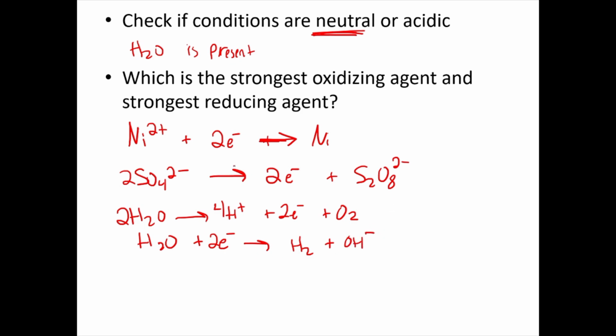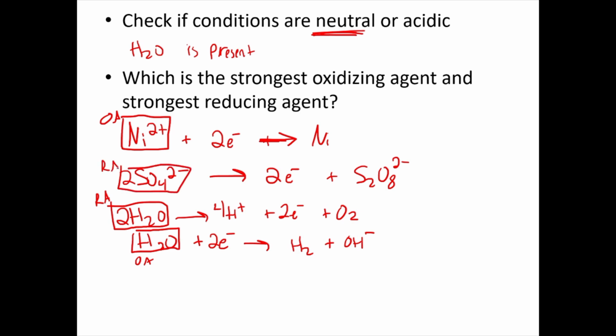Okay, so now we just decide which is the strongest oxidizing agent and the strongest reducing agent. Of our oxidizing agents, we have nickel 2+, and the other oxidizing agent we have is this water down here. This water here is acting as a reducing agent because it's getting oxidized. And this substance here is also a reducing agent because it's giving up electrons. Alright, so which ones are the strongest oxidizing agent and strongest reducing agent? According to our table, this is our strongest oxidizing agent.